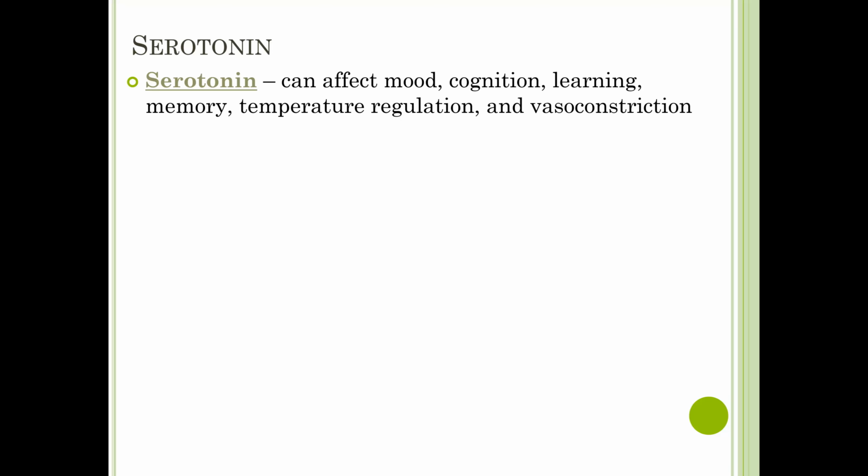So serotonin can affect mood, cognition, learning, memory, temperature regulation, and vasoconstriction. In fact, its role in causing blood vessel constriction was actually how it was first discovered. So the name serotonin, tonin actually means to constrict or to increase tone, and sero refers to the blood.